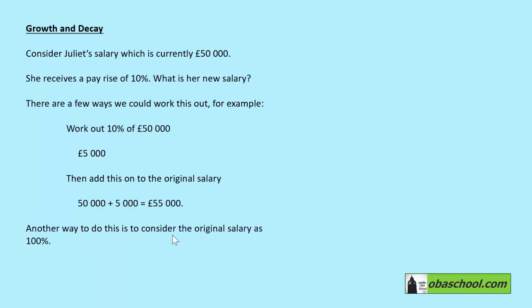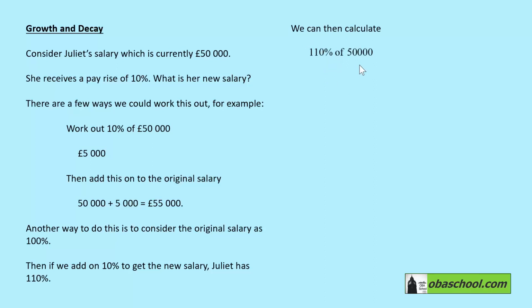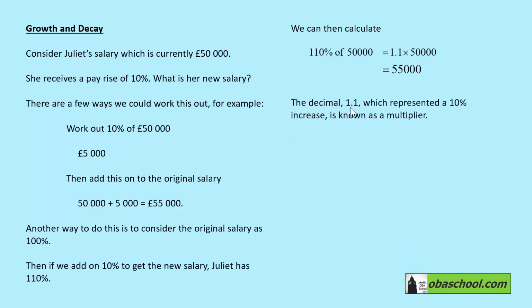Another way to do this is to consider the original salary as 100%. Then if we add on 10% to get the new salary, Juliet has 110%. We can then calculate 110% of 50,000, which is 1.1, remember that's 110% as a decimal, times 50,000, giving us 55,000. The decimal, 1.1, which represented a 10% increase, is known as a multiplier.